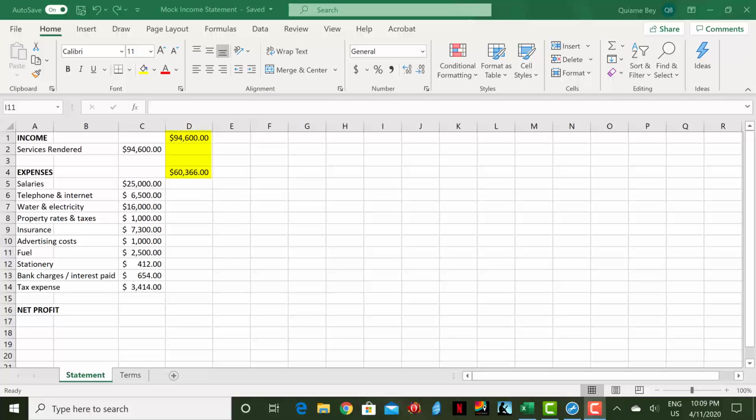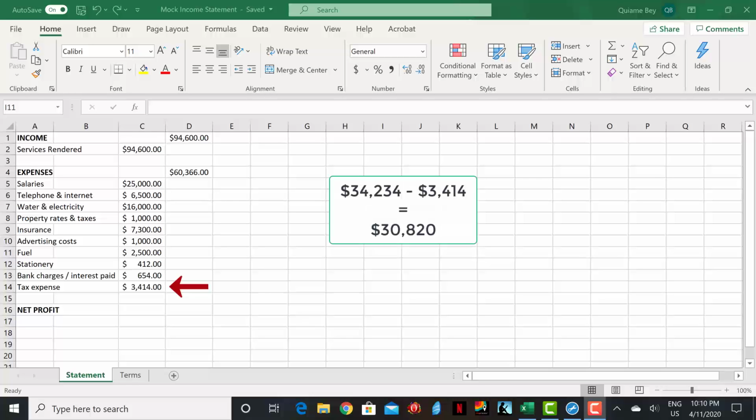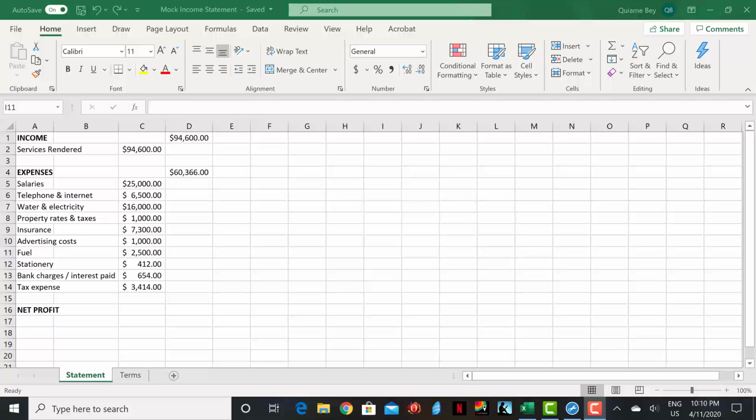So, to find the net profit for XYZ Incorporated, we will first subtract total expense from total income. So, $94,600 minus $60,366. This gives us a total of $34,234. Now, we subtract the tax expense from our new total, which would give us our net profit, which is $30,820. To perform the calculation using a spreadsheet, we can add a formula in the cell we want to insert the data for net profit. In this case, it would be cell D16.